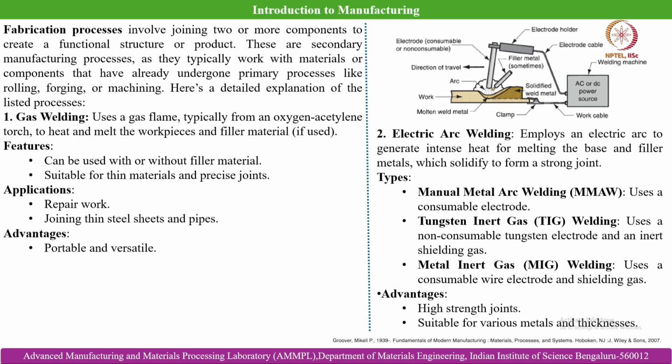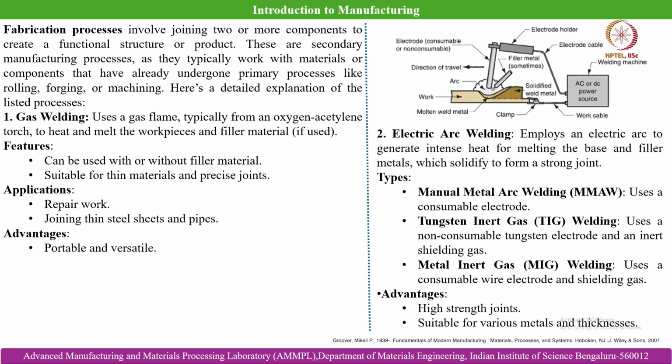And now we will move to fabrication and joining techniques. Of course, like other manufacturing processes, even metal joining has several variants. What are those? Gas welding, resistance welding, resistance spot, resistance seam, electric arc welding, and so on. Now let me discuss them one by one. In case of gas welding, we generally use an oxyacetylene torch. We use it to heat and melt the workpiece and the filler material, if we are using filler material.